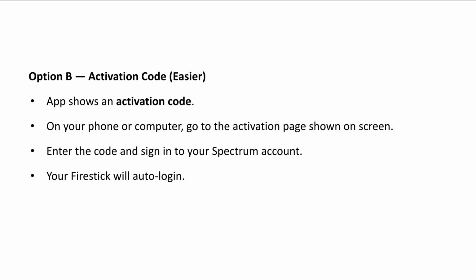Option B is the activation code, which is easier. The app shows an activation code. On your phone or computer, go to the activation page shown on screen, enter the code and sign in to your Spectrum account. Your Firestick will auto login.